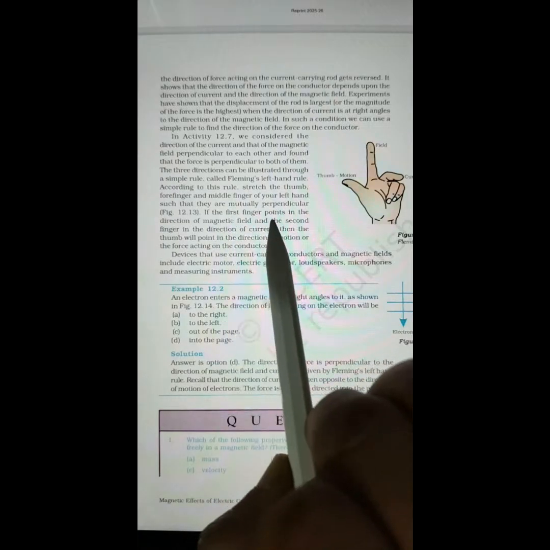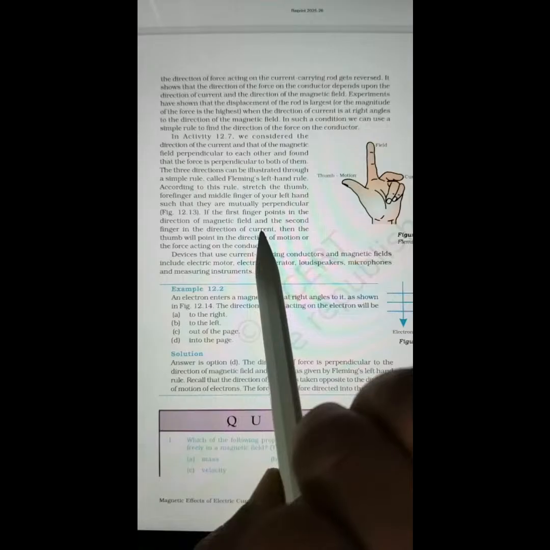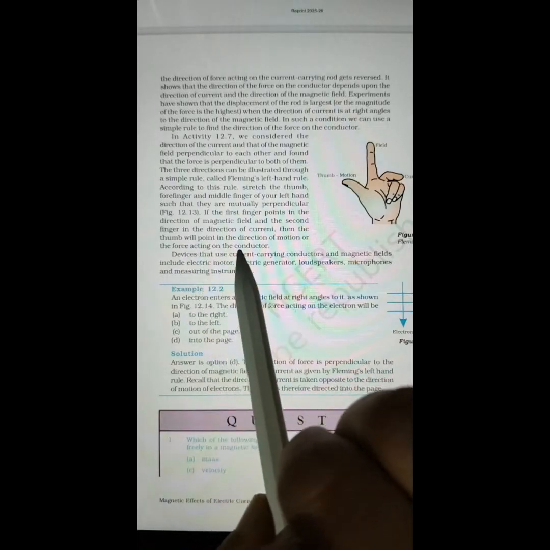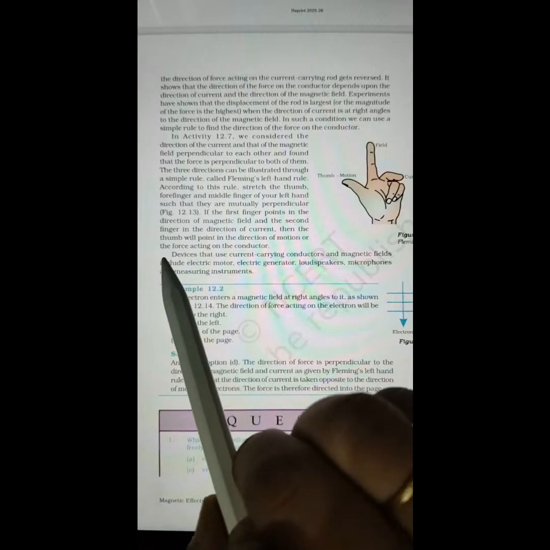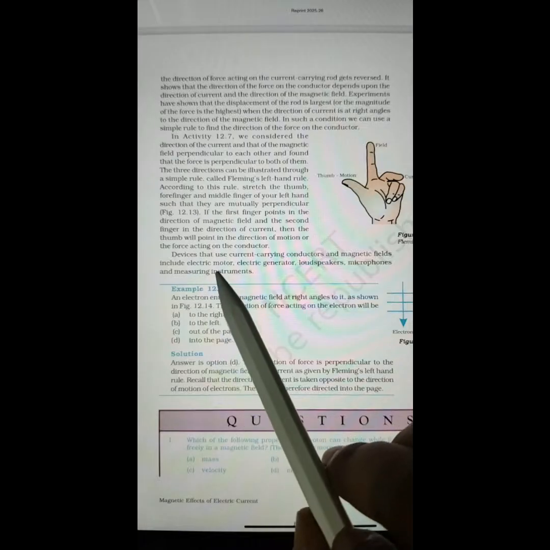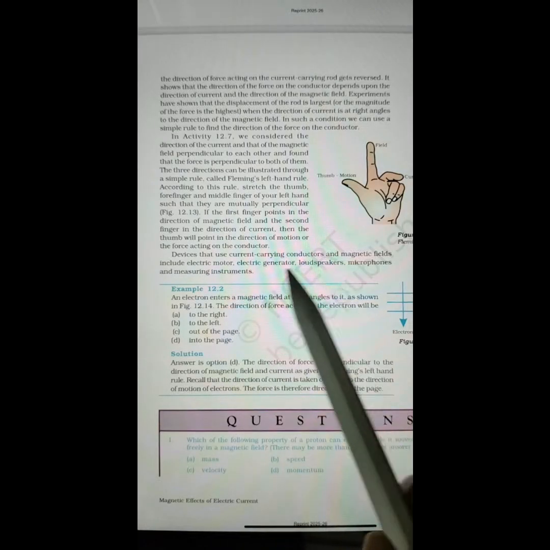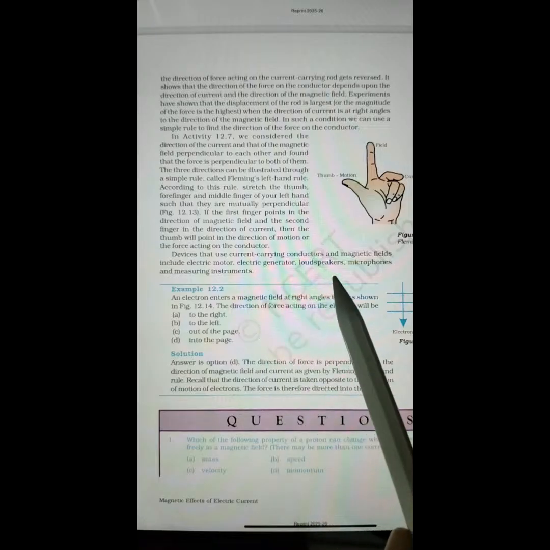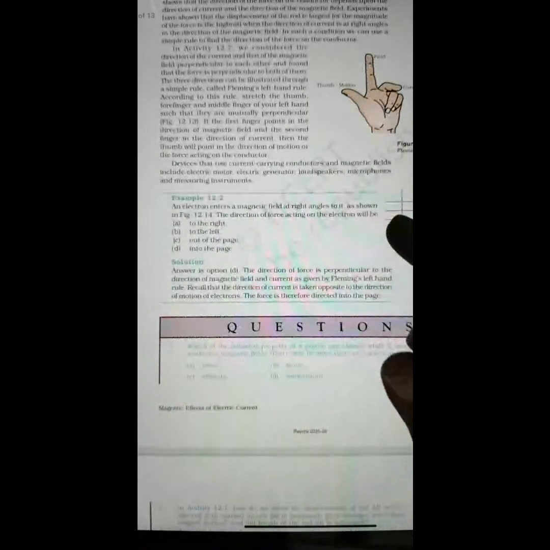So if the first finger points in the direction of the magnetic field and the second finger in the direction of current, then the thumb will point in the direction of motion or the force acting on the conductor. Devices that use current carrying conductors and magnetic fields include electric motor, electric generator, loudspeakers, microphones, and measuring instruments.